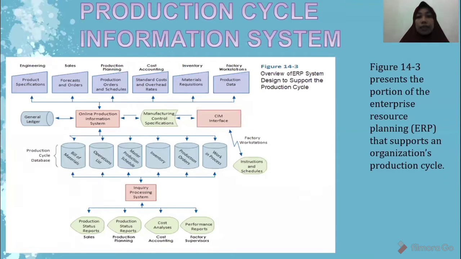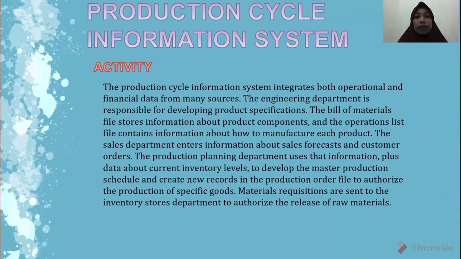Figure 40-3 presents the portion of the enterprise resource planning system that supports an organization's production cycle. The production cycle information system integrates both operational and financial data from many sources. The engineering department is responsible for developing product specifications. The bill of material file stores information about product components, and the operations list file contains information about how to manufacture each product. The sales department enters information about sales forecasts and customer orders.